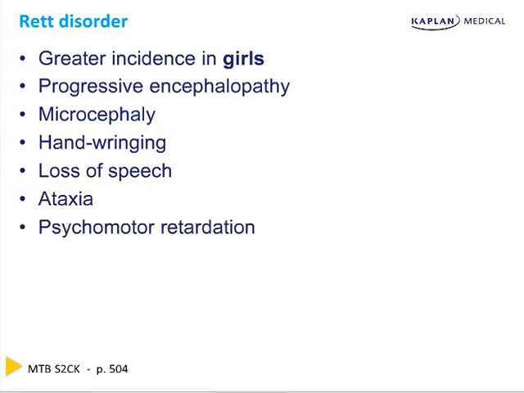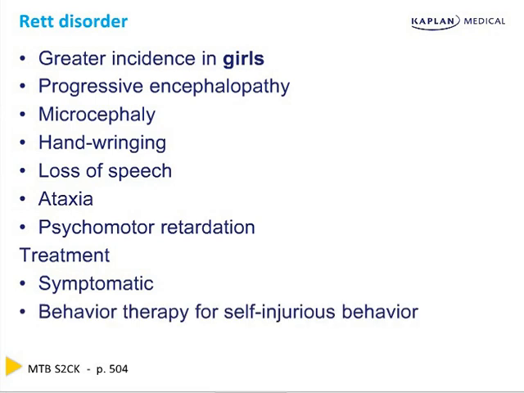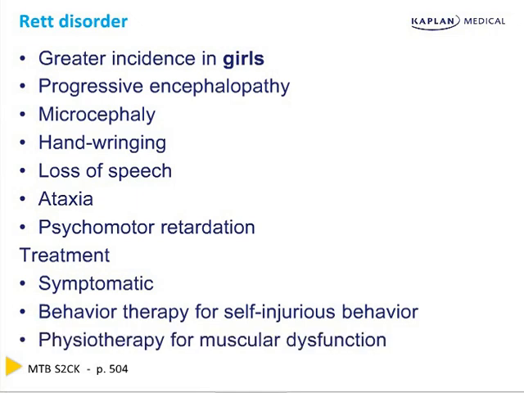If there's encephalopathy, you know that a lot of times that pressure in the skull can lead to ataxia. In addition, you'd see psychomotor retardation. And the treatment here is to treat the symptoms. If you can reduce the encephalopathy, you can reduce the ataxia and the psychomotor retardation. If there's self-injurious behavior due to that frustration, if they're hurting themselves, you want to add behavioral therapy. And because of that psychomotor retardation and all the other issues they might have, you can add physiotherapy as well for muscular dysfunction to prevent atrophy or misuse of their appendages.